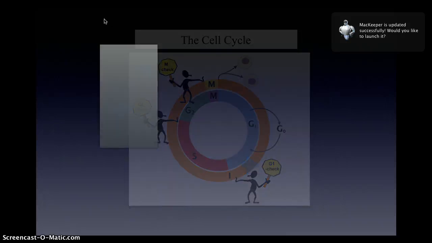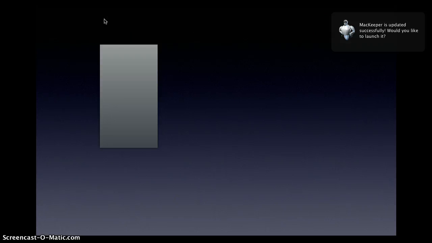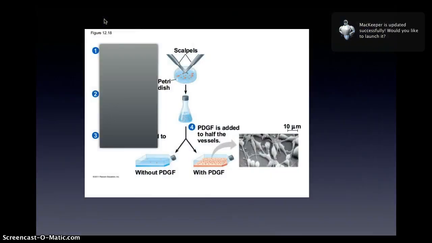Next is the diagram, which shows how factors such as PDGF or platelet-derived growth factors trigger signal transduction pathways that allow cells, commonly fibroblasts in this case with PDGF, to get through the G1 checkpoint. It provided the go signal for the cell. Without the PDGF, there will be no division, as you can see right here. But with the PDGF, there will be, as in right here.